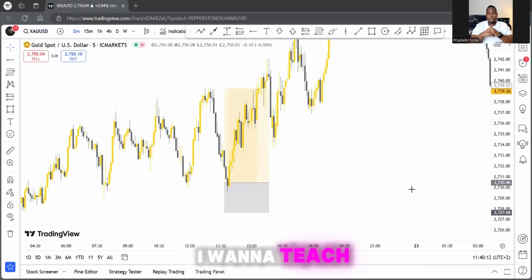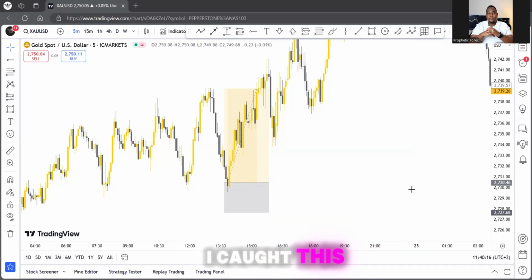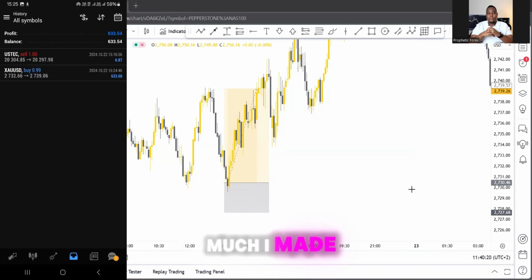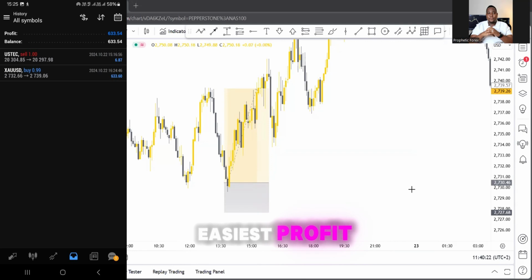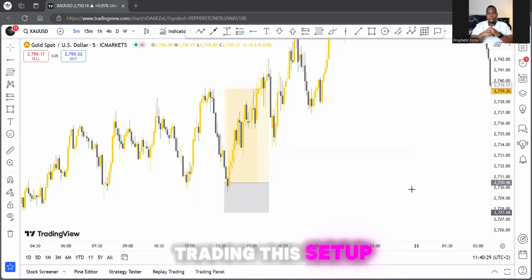What's up, family? I want to teach you something quite valuable today on the markets. I caught this beautiful trade over here. Let me just show you how much I made. That was the easiest profit. I believe there was 600 over there. That was the easiest profit that I've ever made on the markets trading this setup.